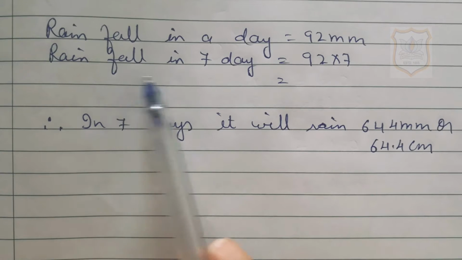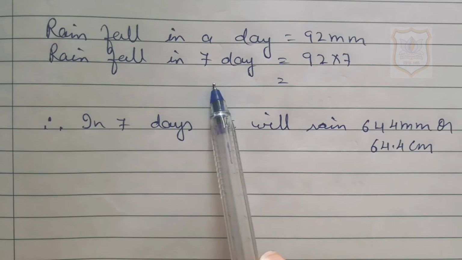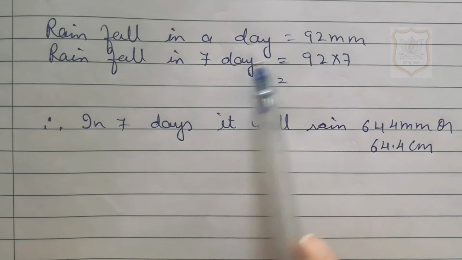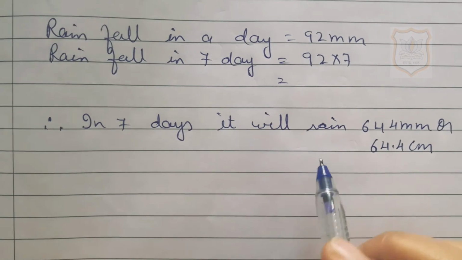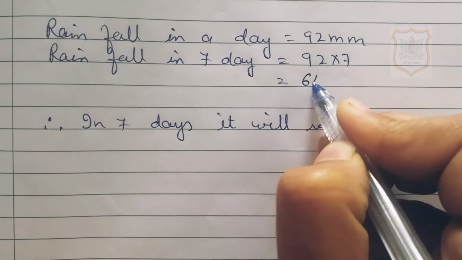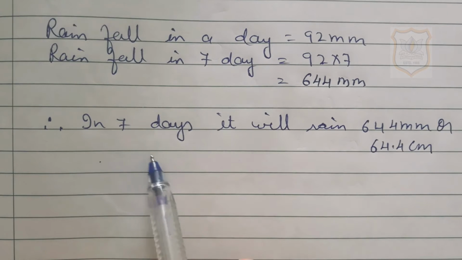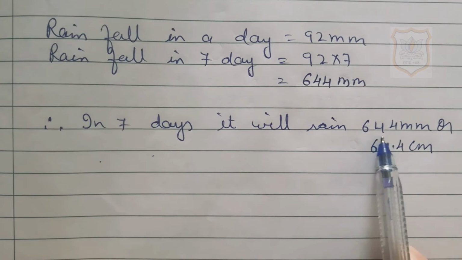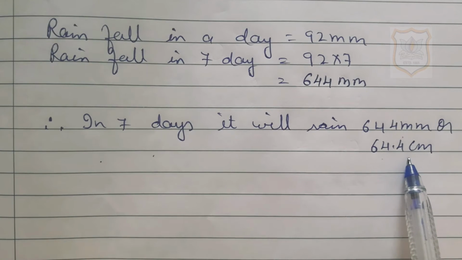We have to find out rainfall in 7 days. To find out the rainfall in 7 days, we will multiply this 92 mm by 7. So 92 multiplied by 7 is 644 mm. Therefore, in 7 days it will rain 644 mm, or we can convert it into centimeter. So we will get 64.4 centimeter as an answer.